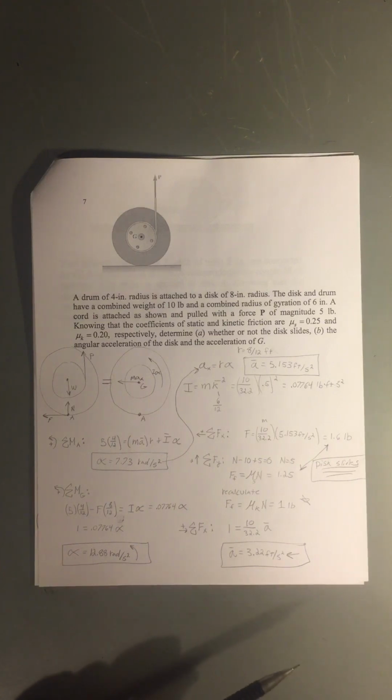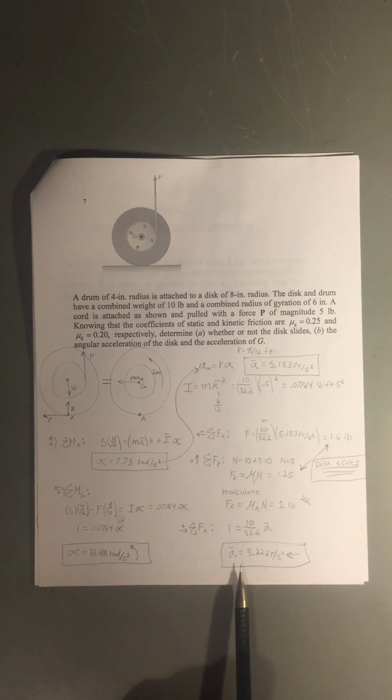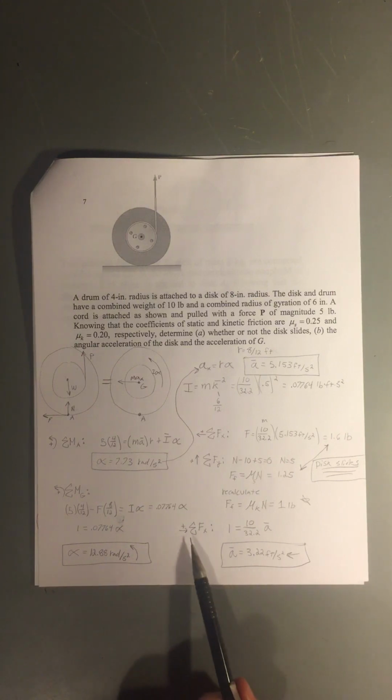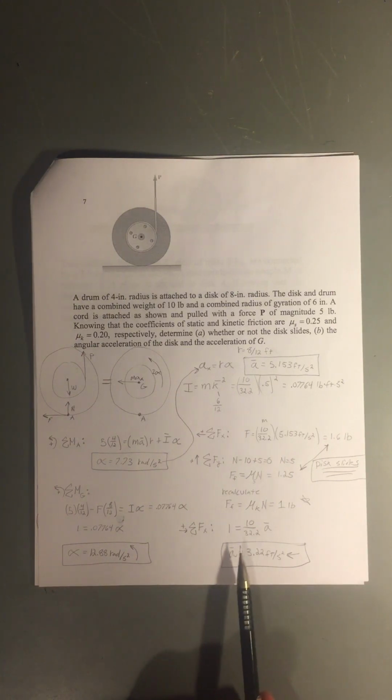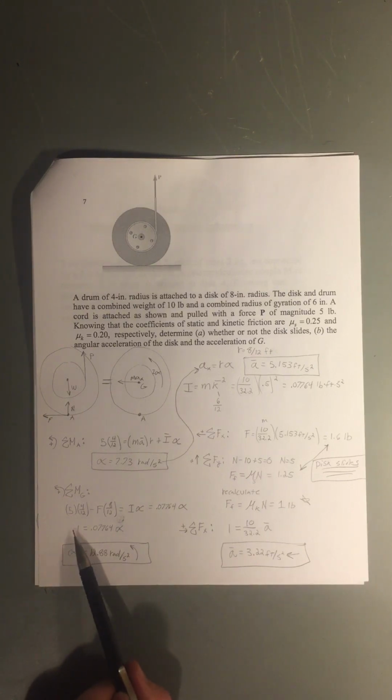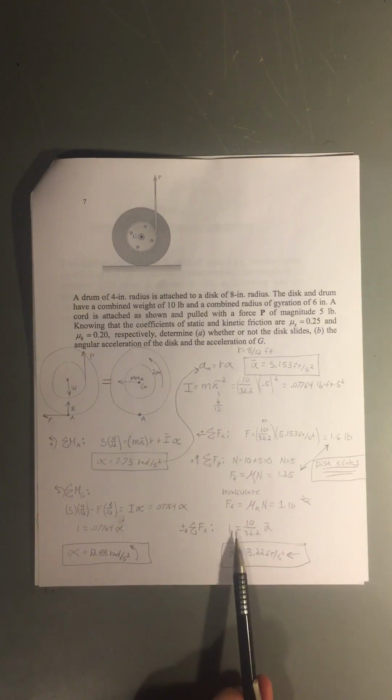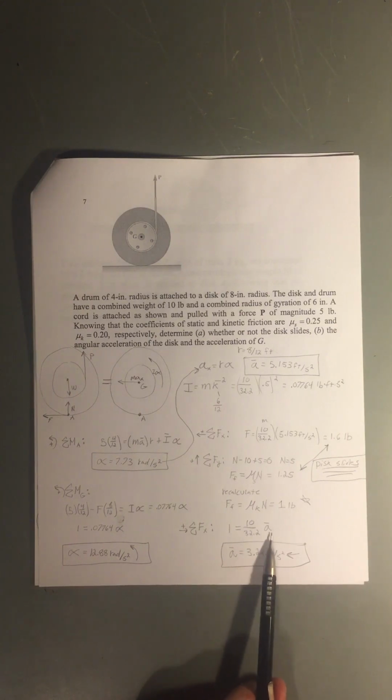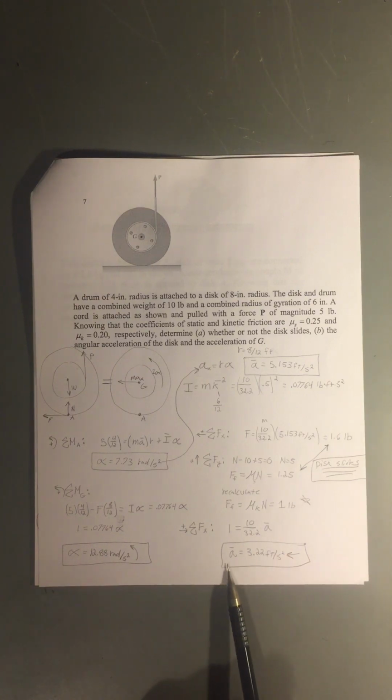And then once we have alpha here, it's a pretty simple matter of calculating the next thing, which is the acceleration of G right here. And so all we have to do is sum the forces in the x direction, and we have our force, which is the same here that we calculated, and that has to equal mass times acceleration at g. So our acceleration at g, when we plug that into our calculator, comes to 3.22 feet per second squared. And so that is all for problem number 7.